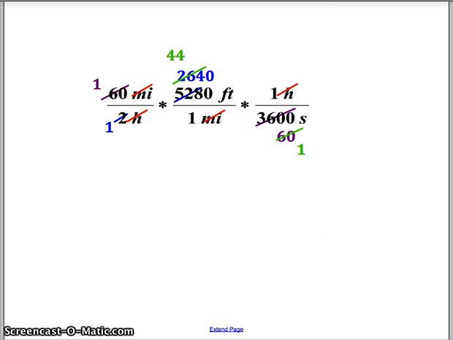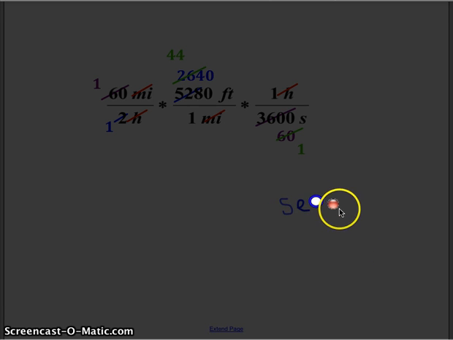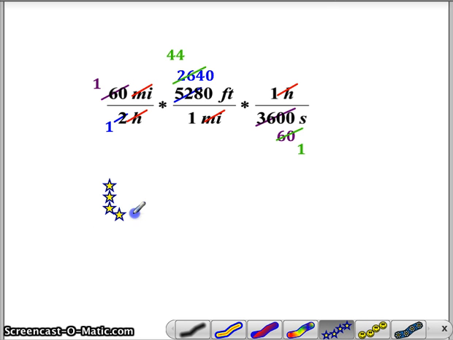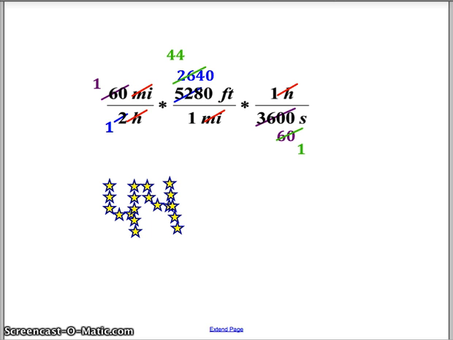So my answer is actually going to be, let's make this nice and sparkly, 44 feet per second. Fade it away. So let's make that permanent. Let's make it stars. 44 feet per second. All right, so we've got 44 feet per second.